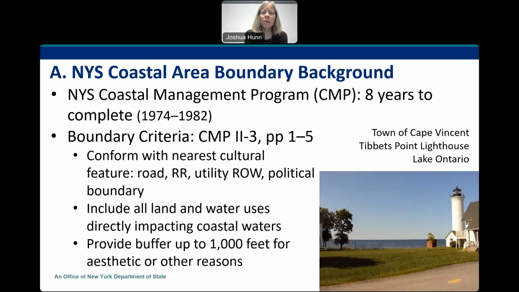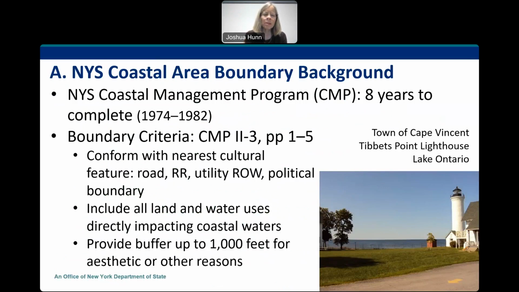So the Coastal Management Program was developed between 1974 and 1982. It took 8 years to complete. And while they were developing that Coastal Management Program, they had to decide where that boundary was going to be, where the coastal boundary would lie.